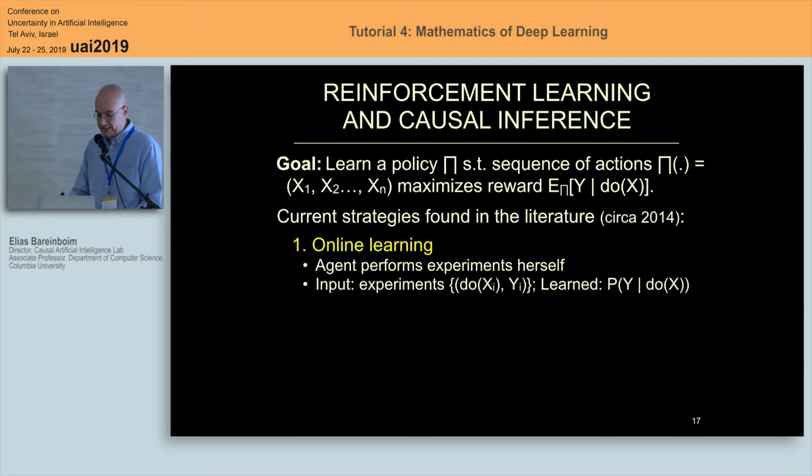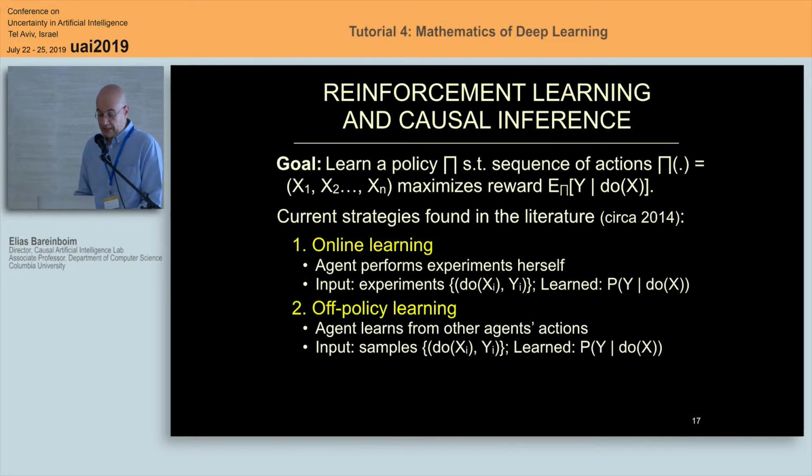This is online learning. And I'll go one by one slowly soon. I'm just giving you the bird's eye view. Now I have a second mode of learning that people are very interested in now, but for many years has been called off-policy learning. The agent wants to learn from the other agent's actions. You don't want to do the action, you want to learn from the other guy. The input here, I move from experiments and I replace the word with samples. We are not the ones doing the experiment, so you just get data points. Samples, I call them here, but you still keep the do here.